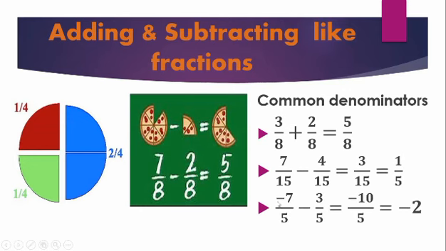Another example, negative 7/5 minus 3/5 equals. We have a common denominator 5, so we will do the operations only on the numerators. Negative means you have the same sign integers, so we have to add them and the result should be negative. To get negative 10/5 equals negative 2.